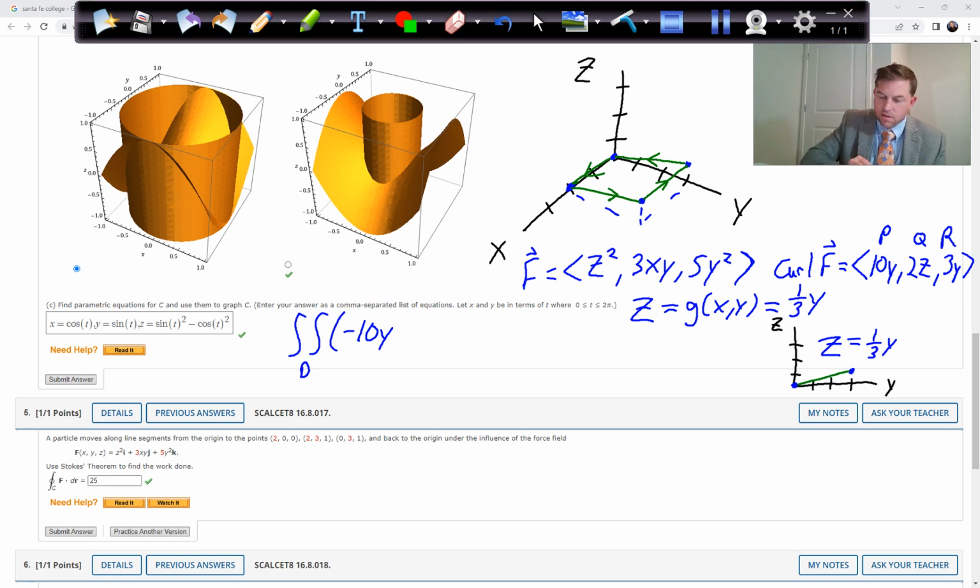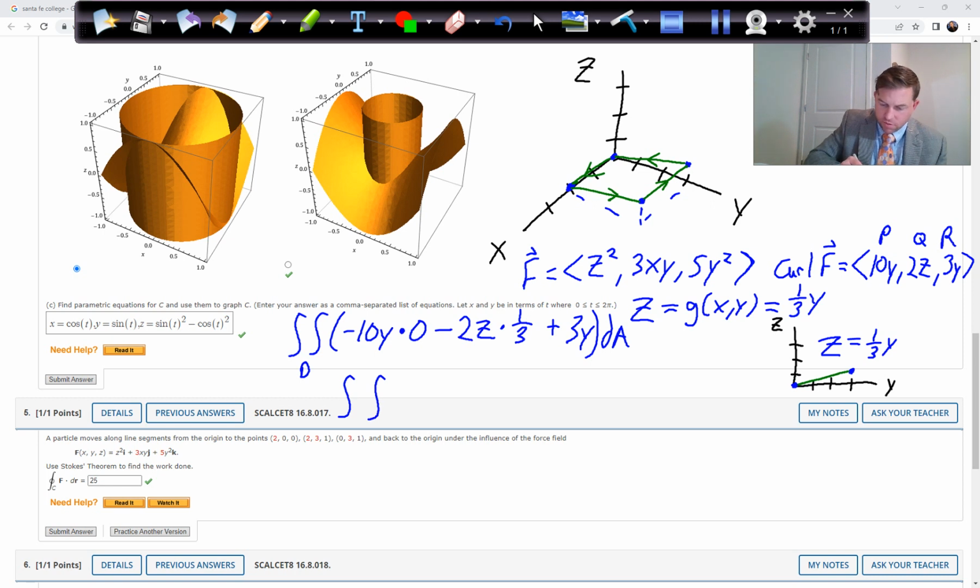Which means dg dx is going to be 0. Then it's minus q, which is 2z, times dg dy, which is 1/3. Then it's plus r, which is 3y. And that's all dA. So that is the double integral. And so now, it's a pretty simple one, we're going to replace z with what it is.